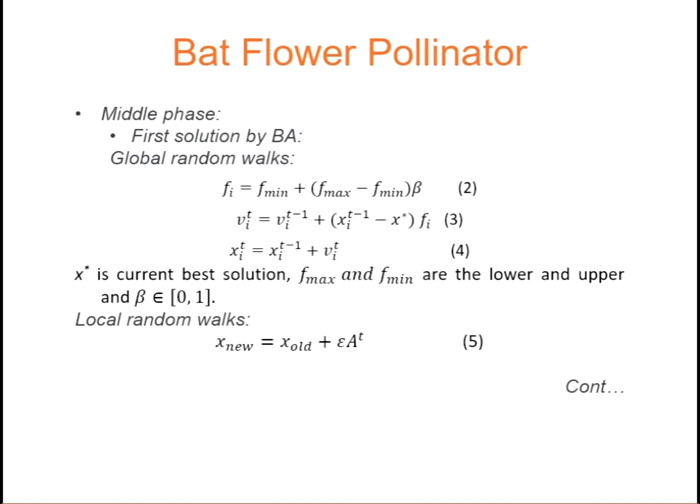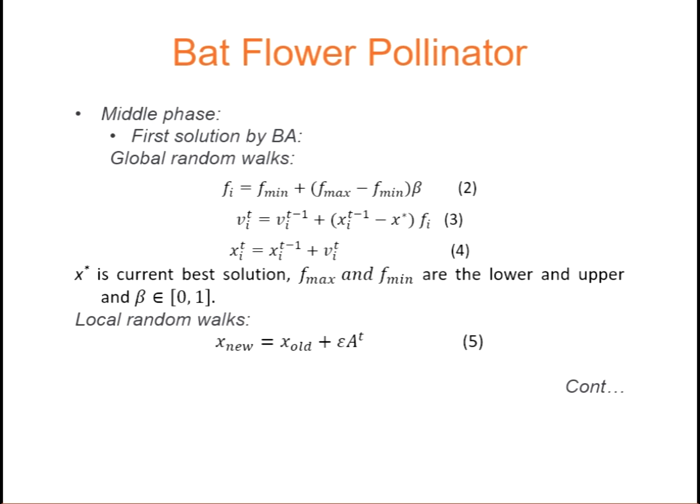And the second phase is the middle phase. The middle phase consists of two steps, that is, the first solution which is generated by BA, and the second solution which is generated by the FPA. Now the first solution which is generated by the BA is generated by using two solutions, that is global random walks and local random walks.